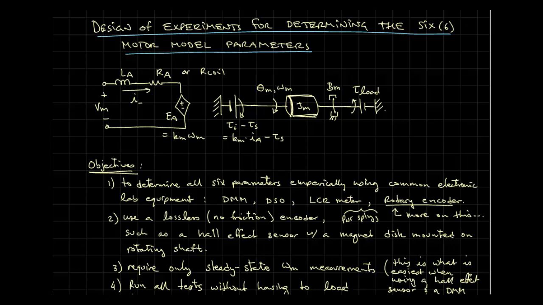Okay, in this video lesson, we're going to look at designing experiments for determining the 6 motor model parameters. This is going to be split into 2 lessons. The first one is going to talk more about the approach that we might take in determining the 6 parameters, while the second one will give the specifics of the experiments.